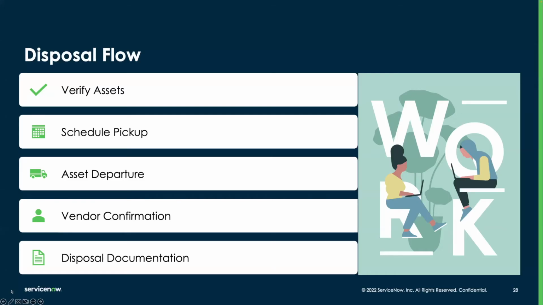So the disposal workflow is going to follow these steps. We're first going to need to verify the assets for disposal. Then we're going to have to schedule that pickup, confirm that the assets are ready for departure, and then we need to wait until that vendor confirms that they've received the assets, and then they're going to send us over that disposal documentation that we then are going to attach into that asset record on the platform.